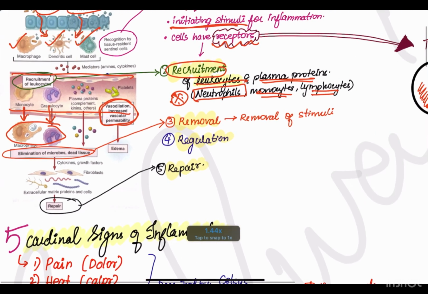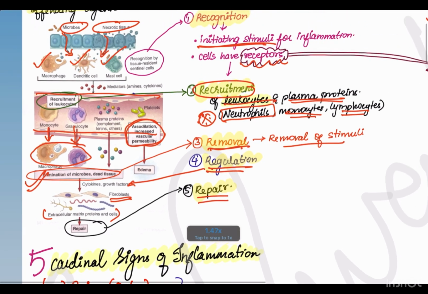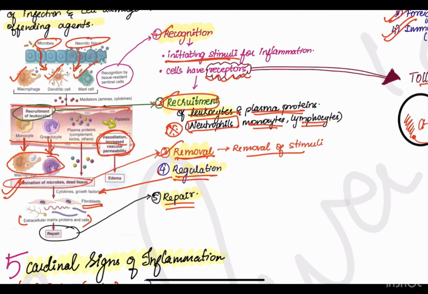Next, there will be removal. That is, there is removal of all the microbes and dead tissue, followed by removal of the stimulus. That is, they have already killed the microbes and the dead tissue, so there will be removal of the stimulus because we do not want persistent inflammation to happen. Then finally, there will be regulation by cytokines and growth factors. Slowly, there will be laying down of fibroblasts, extracellular matrix proteins and cells, and this will lead to the repair of cells. So the 5 R's are recognition, recruitment, removal, regulation, and at last, repair.